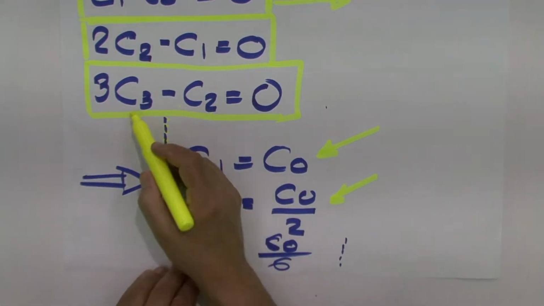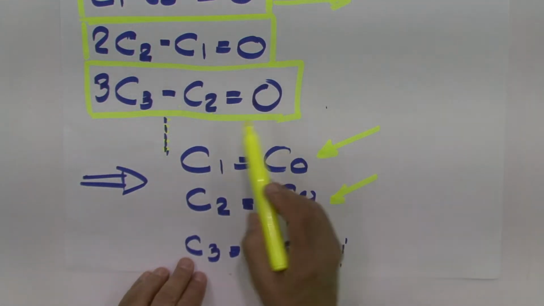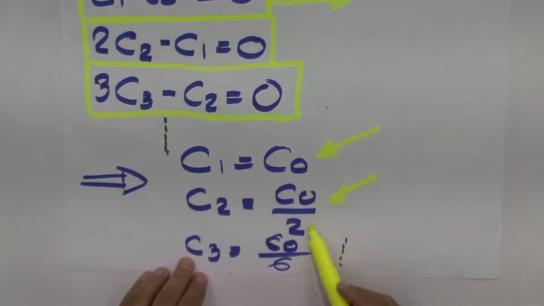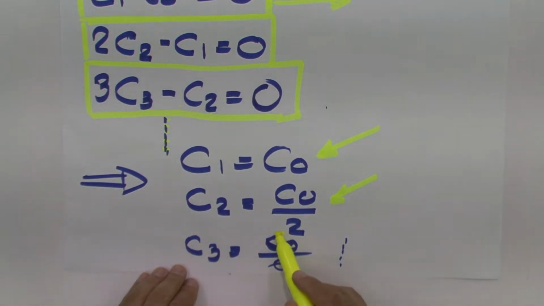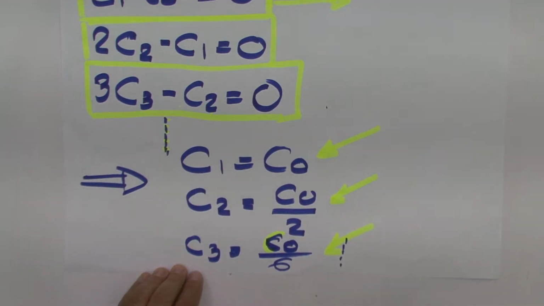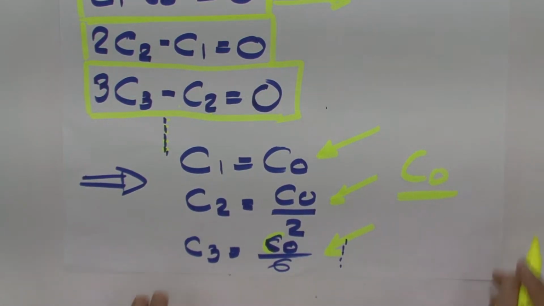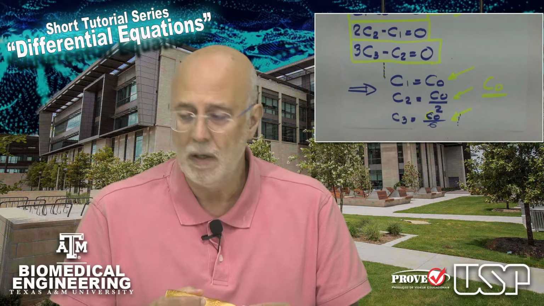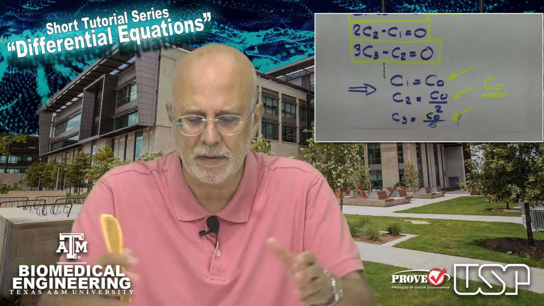And now, the third equation: 3C3 is equal to C2. But C2 is C0 over 2, which gives me C3. C3 is now C0 divided by 6. So I get C3, everything in terms of C0, which will be some constant to be determined given the initial conditions.